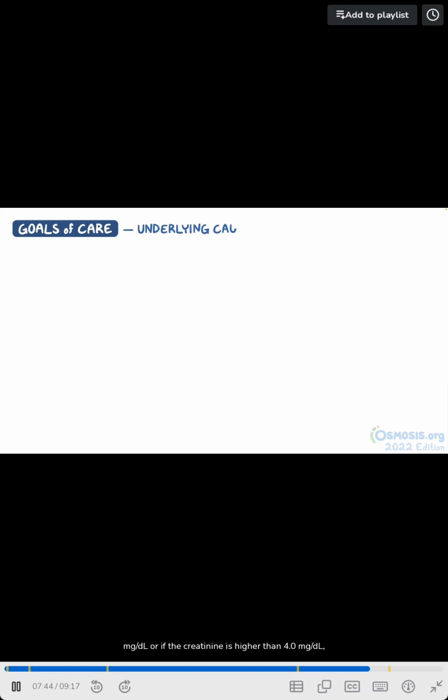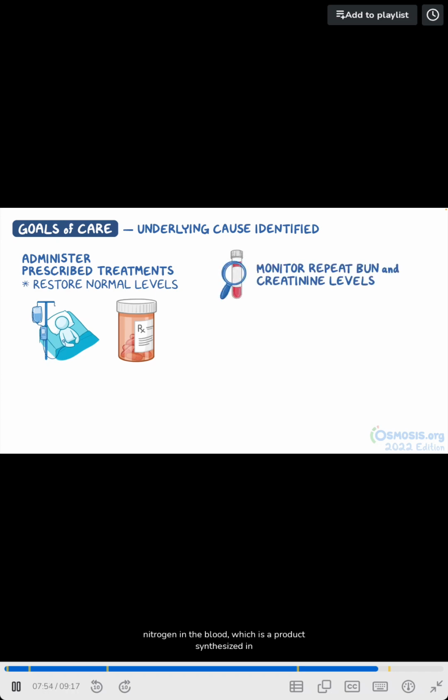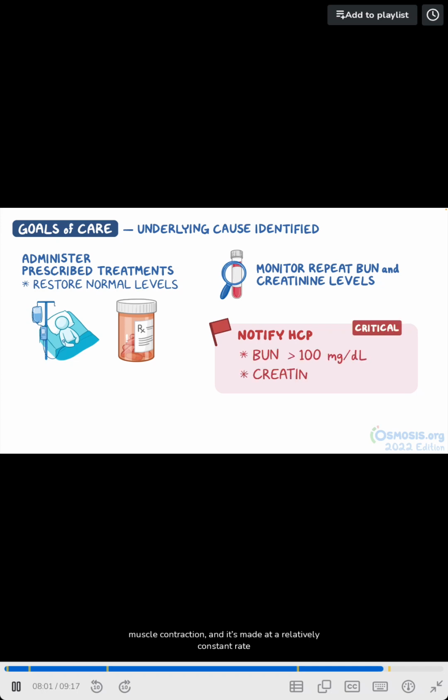Once the underlying cause is identified, administer the prescribed treatments based on your client's underlying condition to restore normal BUN and CR levels. Monitor repeat BUN and creatinine levels, and notify the healthcare provider if the BUN exceeds 100 mg per deciliter, or if the creatinine is higher than 4.0 mg per deciliter, as these are critical levels.